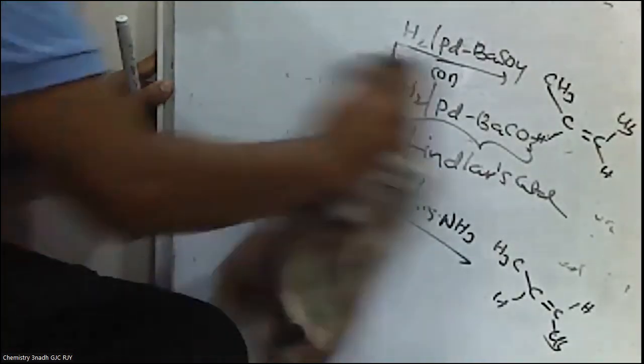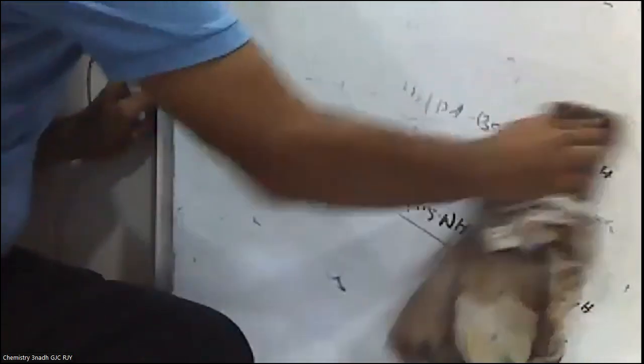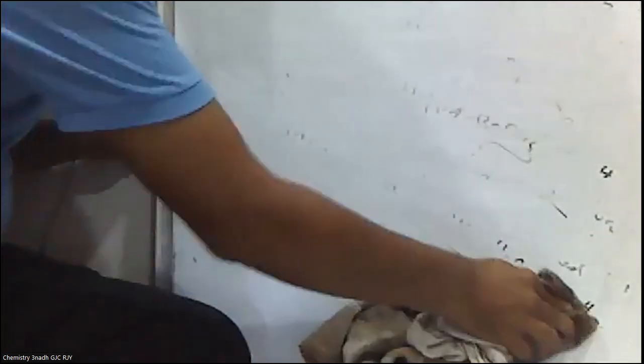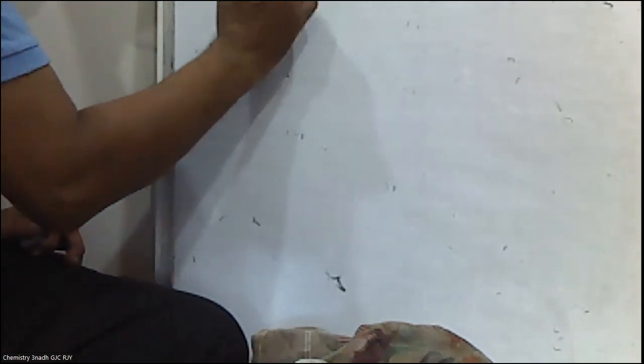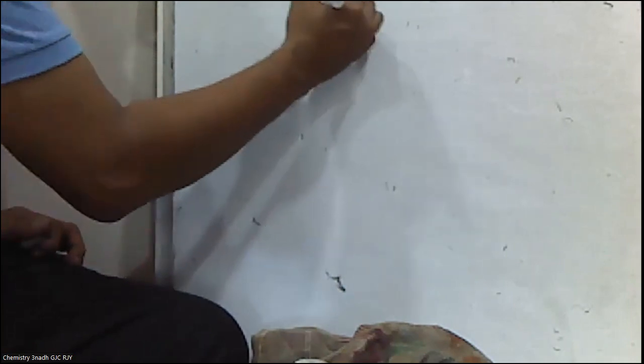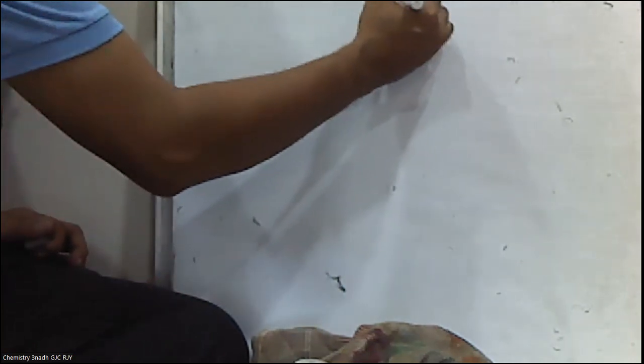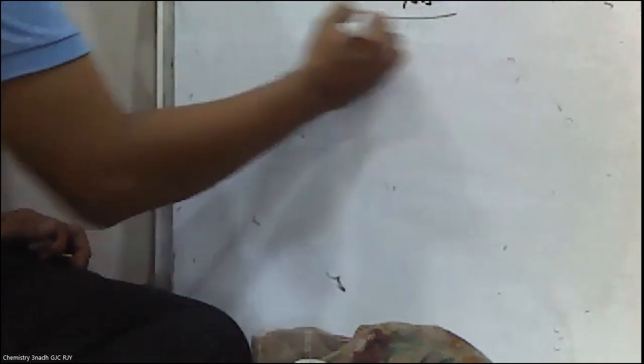Then the next one is Kolbe's electrolysis. What is Kolbe's electrolysis? We know what electrolysis is: the decomposition of a substance by passing electricity. What is Kolbe's electrolysis?